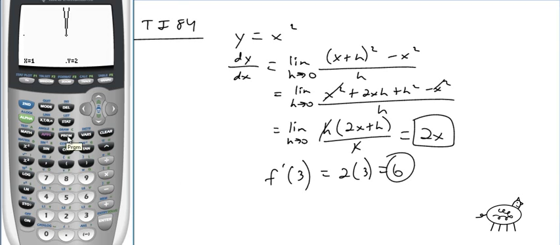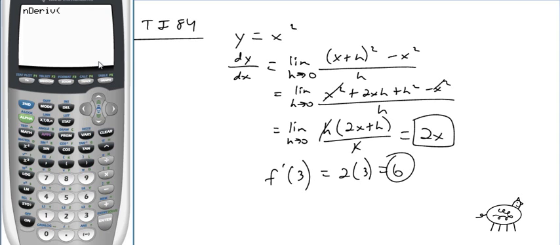Let's quit out of here. Okay, and we're going to go under Math, and it's number 8, which you can just type in 8, or you can cursor to 8. Okay, but it's nDeriv, nDeriv. And we have three parameters.